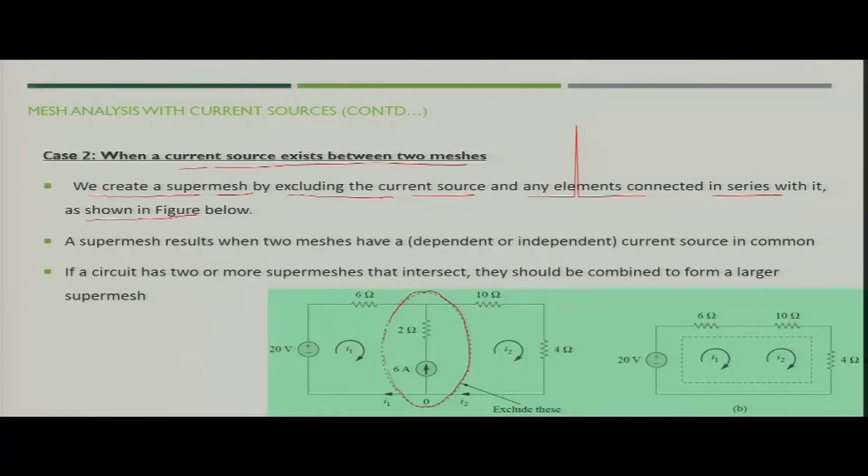In this case we have two meshes, and we have assumed that both are in the clockwise direction with I1 and I2 values. The currents will remain the same, but the link between these two meshes has been removed, because it contained the current source. Now, what do we get? We get a super mesh which contains two meshes, and we have removed the current source and created the super mesh. So what will happen in this case? The super mesh would be the mesh having all the elements except the branch which we have removed.